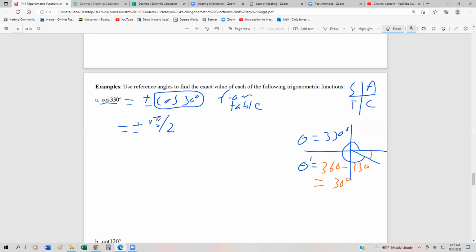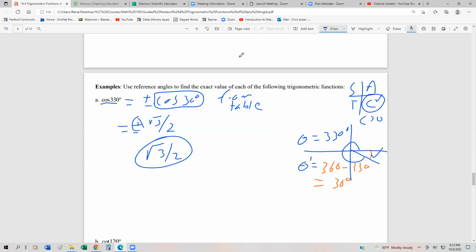Now the question is, which one is it? Is it positive or negative? That's where we look and notice that in quadrant 4, where the reference angle is, the cosine function is greater than 0. And so it's going to be positive. So that's just going to be root 3 over 2.